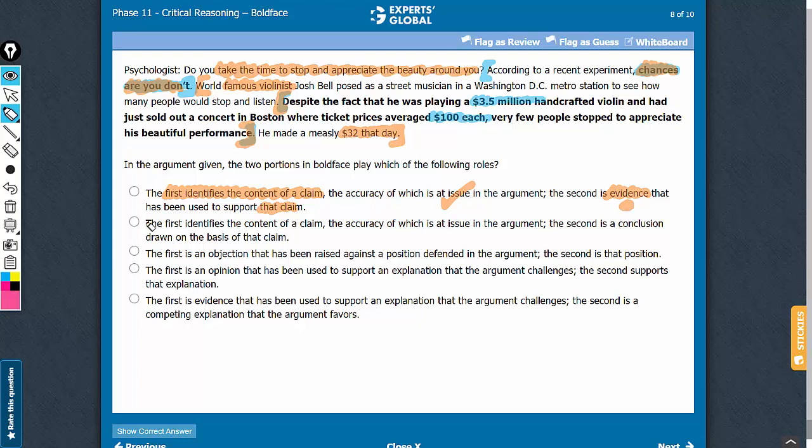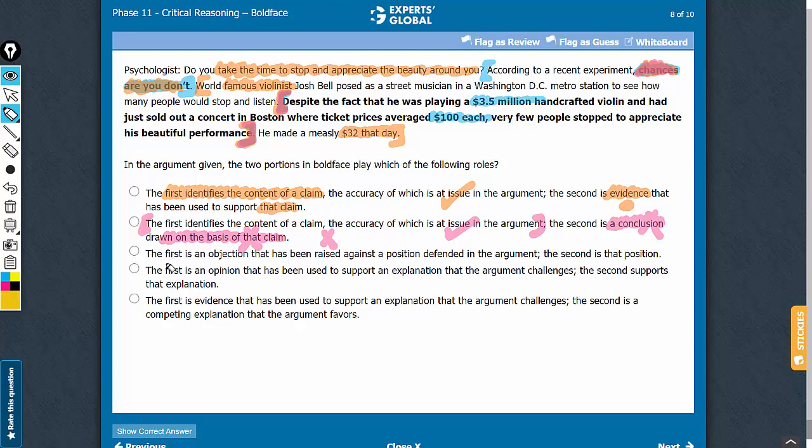Look at answer choice B. See, the first part is the same, so this is all right. Look at the second part. The second is a conclusion. Calling it a conclusion means that it is a secondary conclusion or an intermediate conclusion. There is no conclusion here. This is simply an example, an evidence, and therefore this term is not correct. And no, this has not been drawn on the basis of the claim. In fact, this example goes on to support this claim. So a lot wrong with answer choice B here. B is not going to be correct.